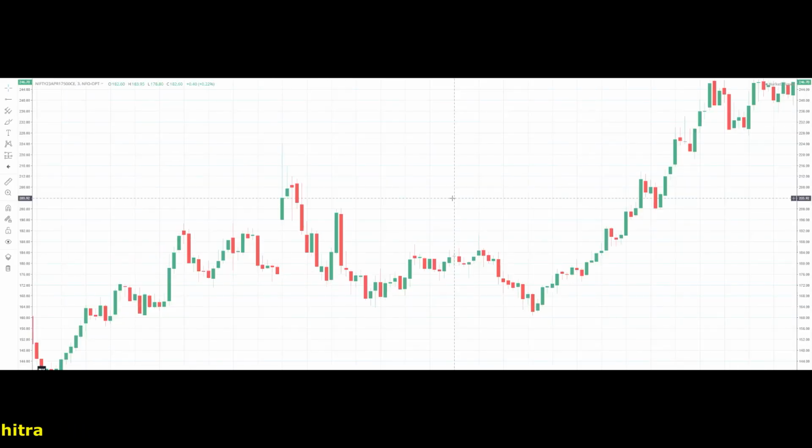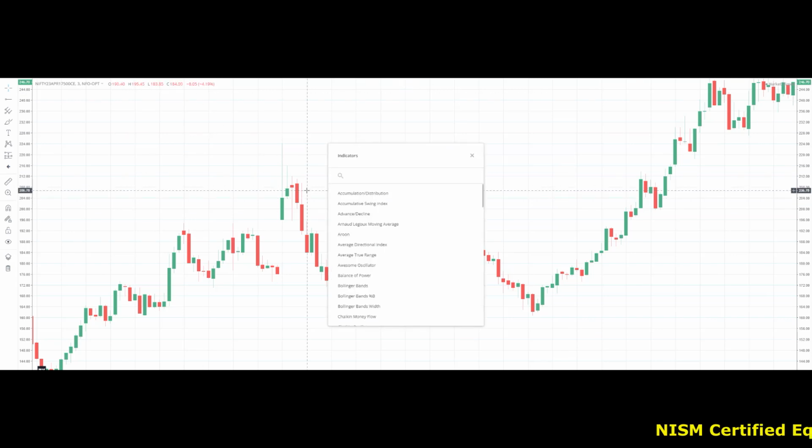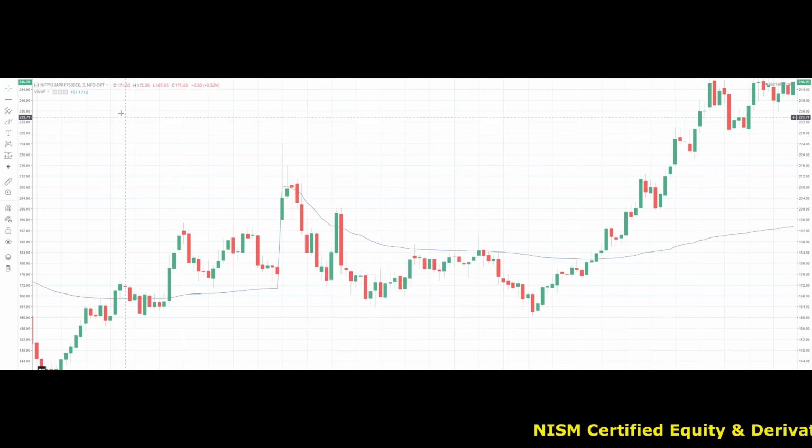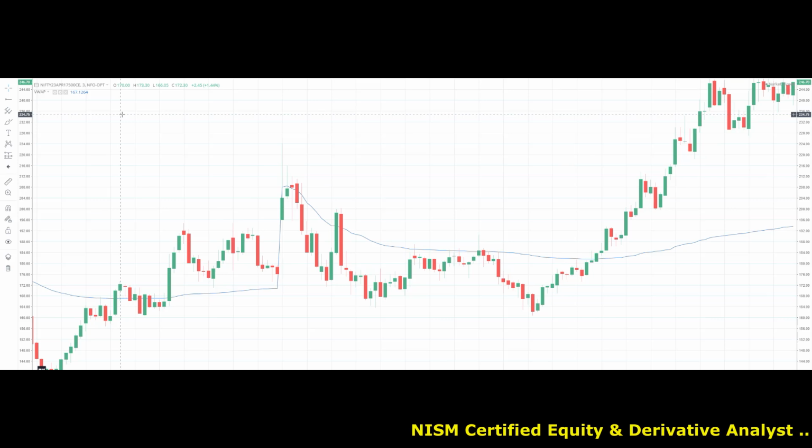So we are going to use this strategy in the options chart and not in the spot chart. The time frame we are going to use is the 3 minutes time frame. The indicator is only one indicator we are going to use, that is the VWAP. We are not going to change anything in the settings. Keep it as default settings.